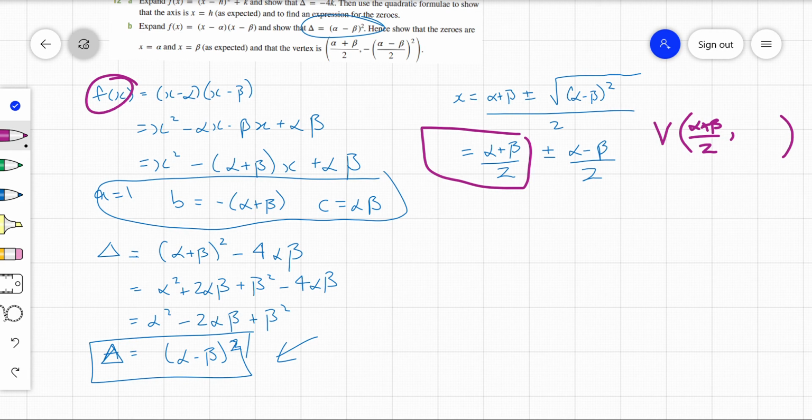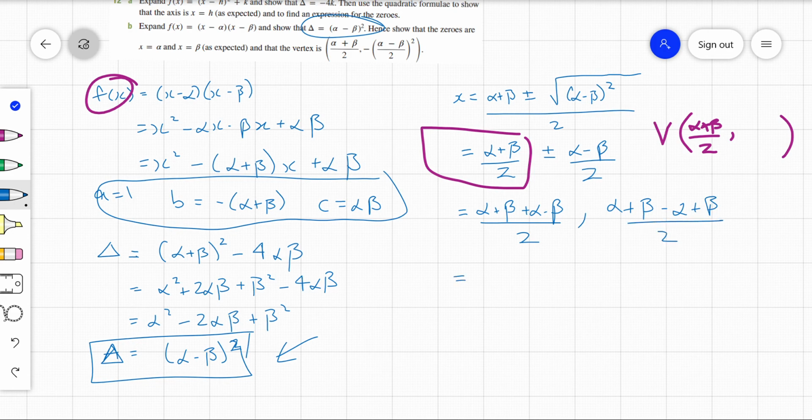But before I do that, let's just go back to here and simplify. Let's just use the plus sign first. So I'm going to have alpha plus beta on 2 plus alpha minus beta on 2. Remember, it's all on 2. So if I use the plus, it's going to be alpha plus beta plus alpha minus beta on 2. If I use the negative, it's going to be alpha plus beta minus alpha and then minus minus beta, so plus beta on 2.